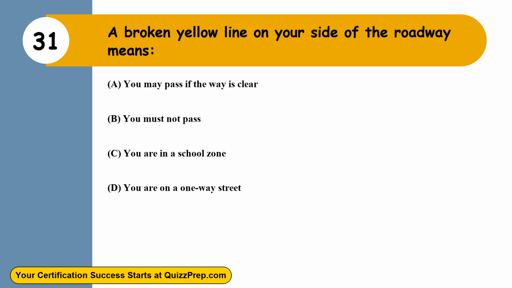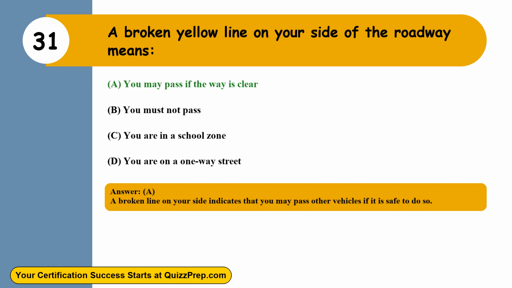Question 31. A broken yellow line on your side of the roadway means: Option A, you may pass if the way is clear. Option B, you must not pass. Option C, you are in a school zone. Option D, you are on a 1-way street. The correct answer is option A. You may pass if the way is clear. A broken line on your side indicates that you may pass other vehicles if it is safe to do so.